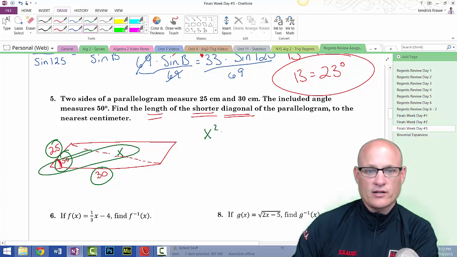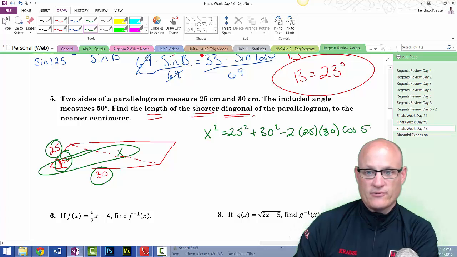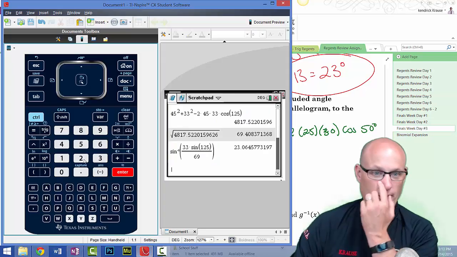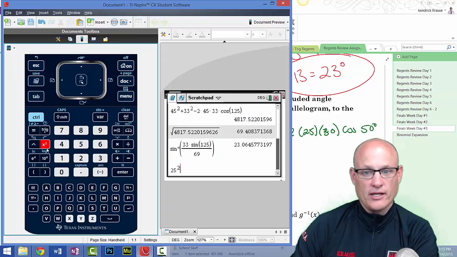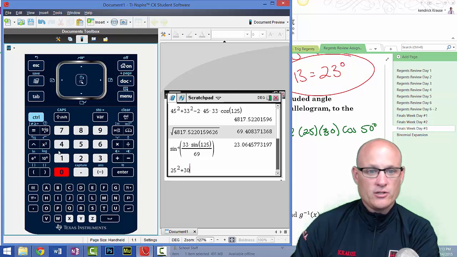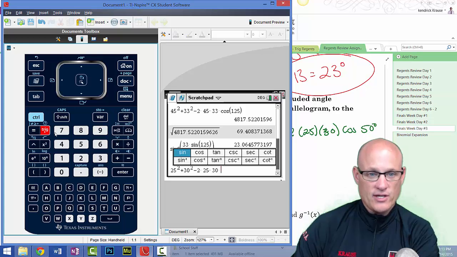So x squared is equal to 25 squared plus 30 squared minus 2 times 25 times 30 times the cosine of 50 degrees. Now the cool thing is, baby, I just typed that in my calculator. I love the calculator. The calculator is my friend. 25 squared plus 30 squared minus 2 times 25 times 30 times the cosine of 50 degrees.